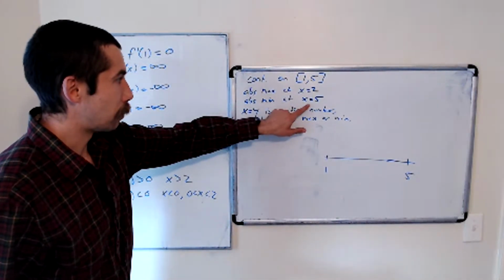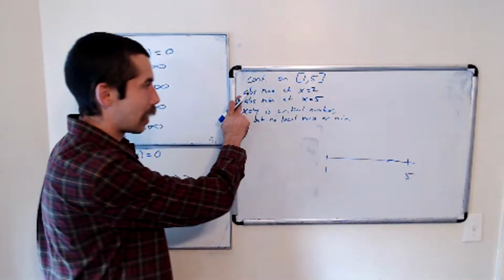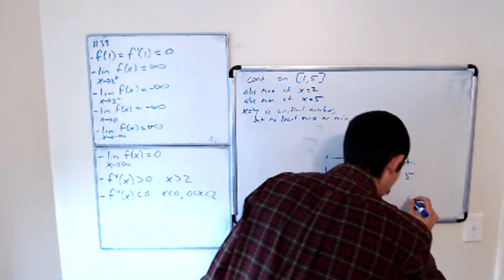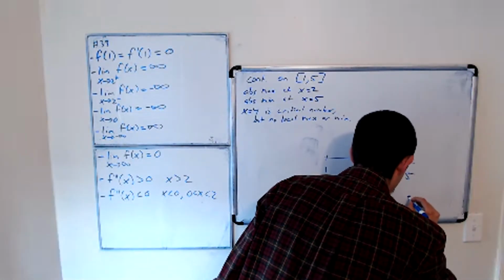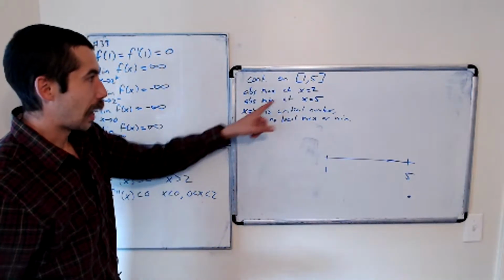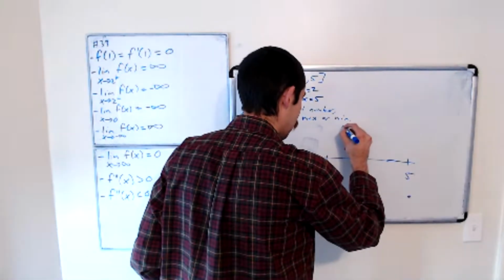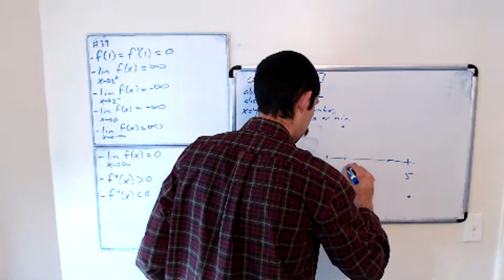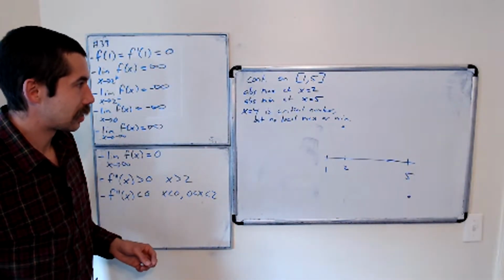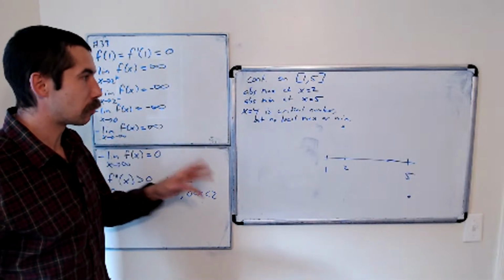Okay, absolute min at x equals 5. I know I said absolute max at x equals 2 first, but let's mark in the min because it's on the boundary. So down here is going to be the lowest our curve is going to hit. Absolute max is at x equals 2, so up here could be the highest our curve could hit. And x equals 4 is a critical number, but no local max or local min.